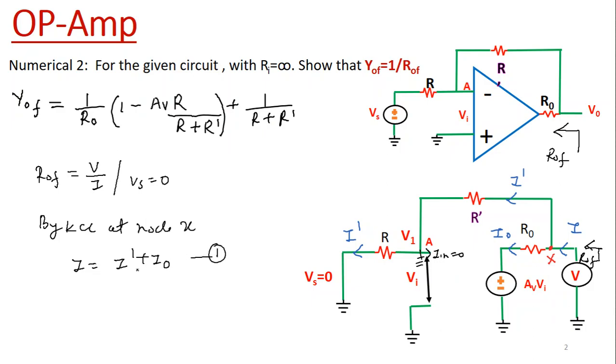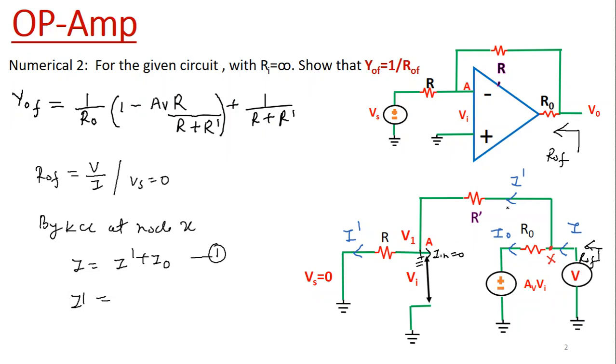Now first we have to find out I dash, then we have to find out Io for finding the total output current. So I dash, from the circuit diagram, is equal to, see here, I dash is flowing through resistance R dash, but here the input current to the operational amplifier Ii is equal to 0.